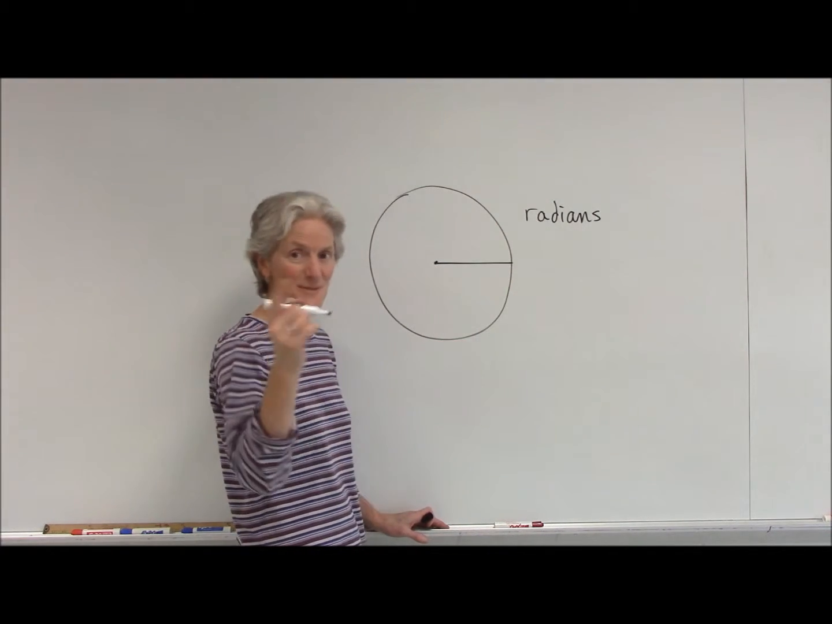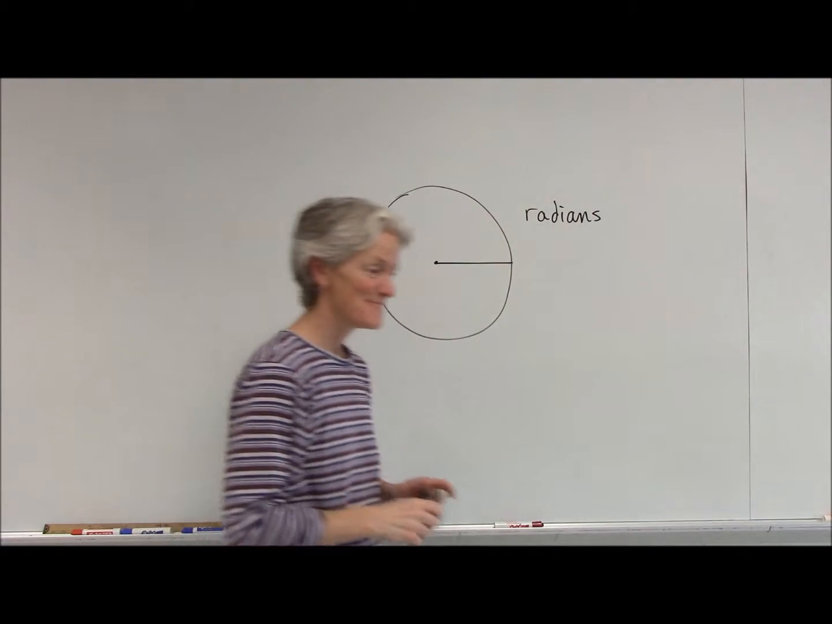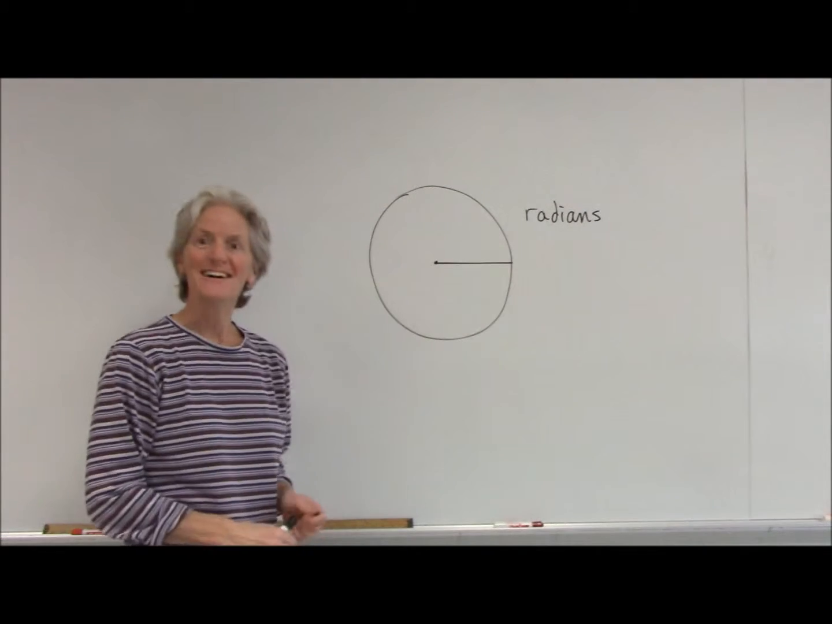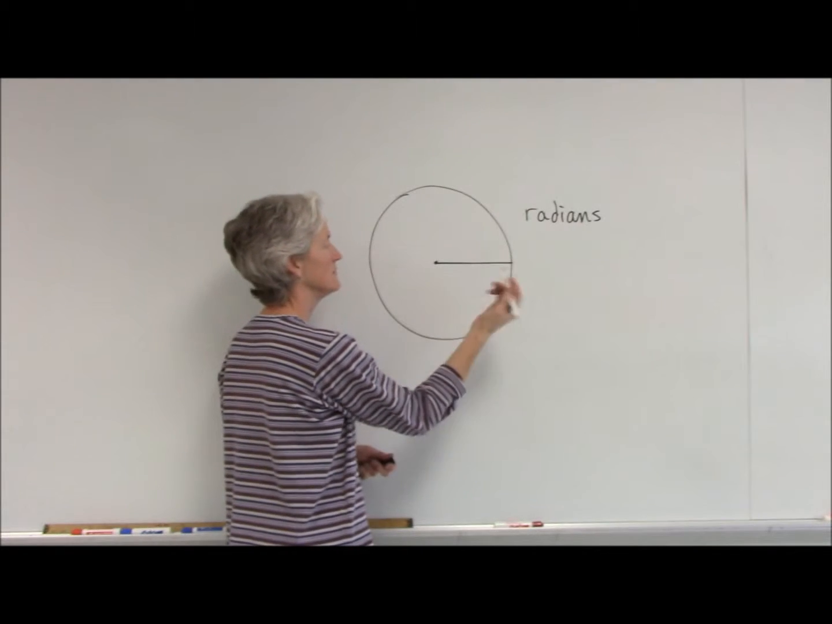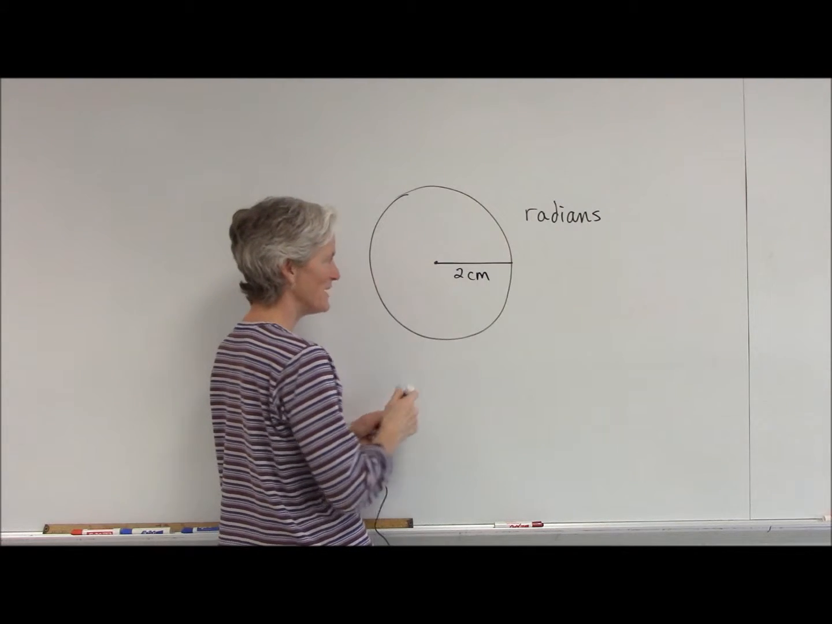Well, Mr. Haas? It kind of sounds like radius. Yes. Is a radian and a radius somehow associated? They are. So if I take a radius, give me a length for this radius. 2 centimeters. 2 miles. Okay, big circle.